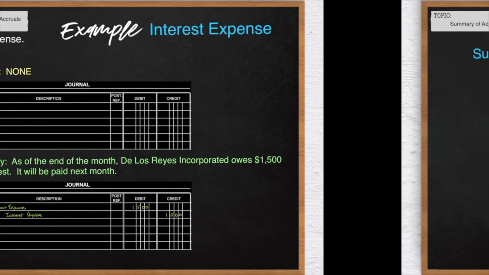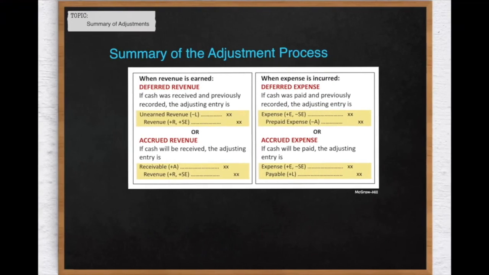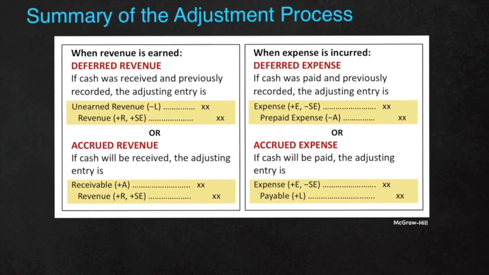Okay, so we went over many types of examples of adjusting entries. I'm going to include a summary of the adjustment process. So, summary of the adjustment process. This is a chart from a previous publisher. It shows the same thing that we went over.